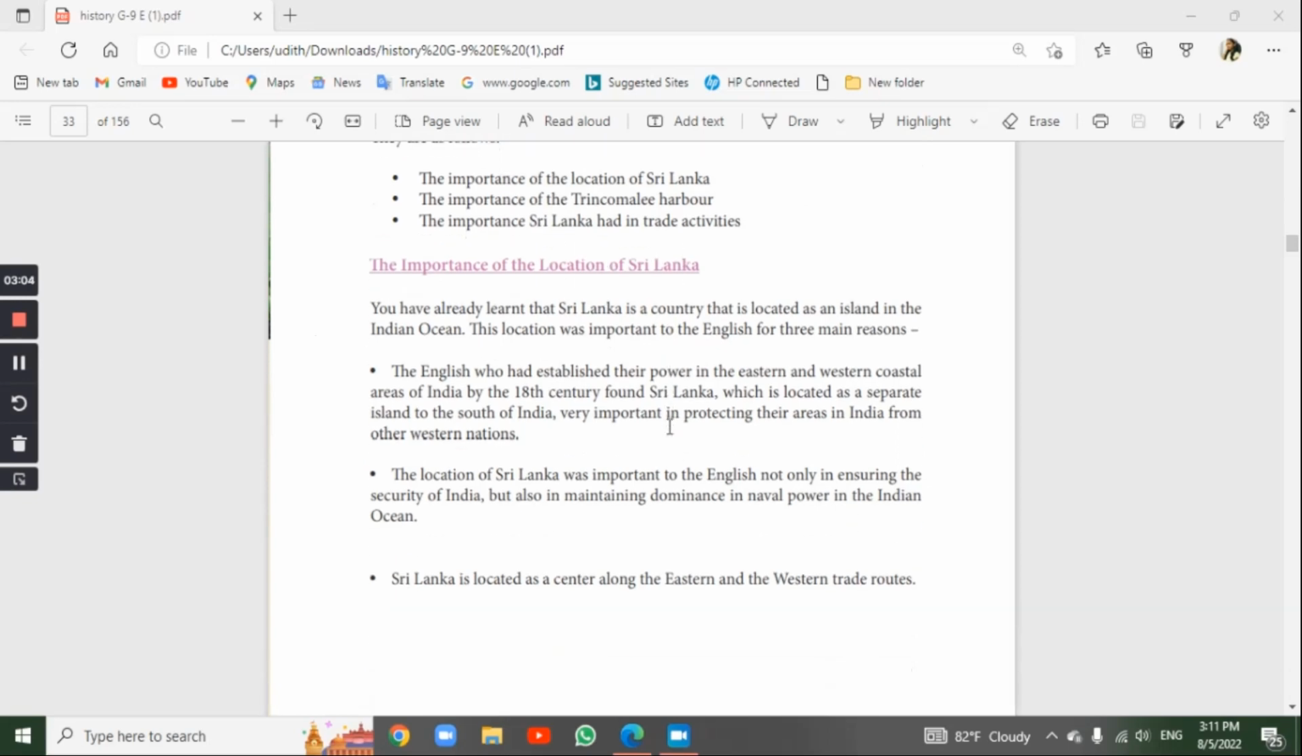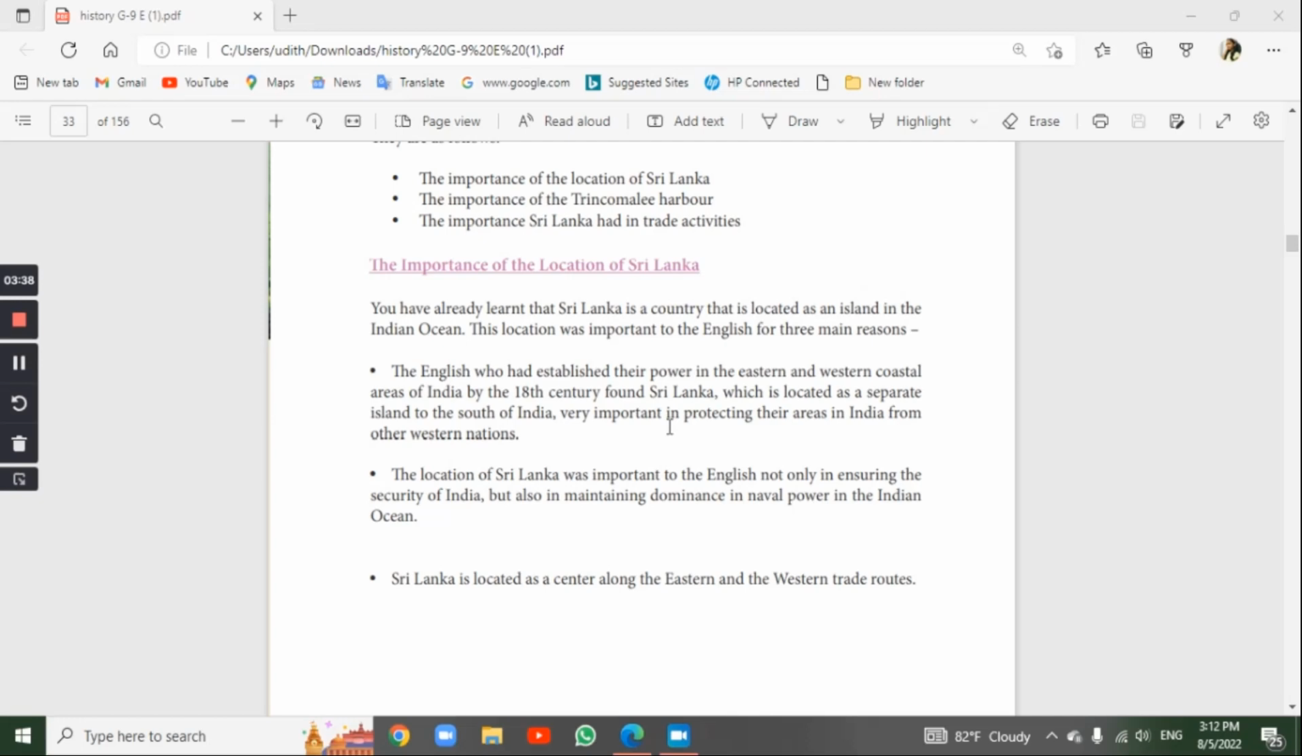There were three main reasons why the country's location was important to the English. The English had established their power in both the eastern and western coastal areas of India in the 18th century, and later they found Sri Lanka. Sri Lanka is located as a separate island from India. It is separated. That's why the English liked Sri Lanka.